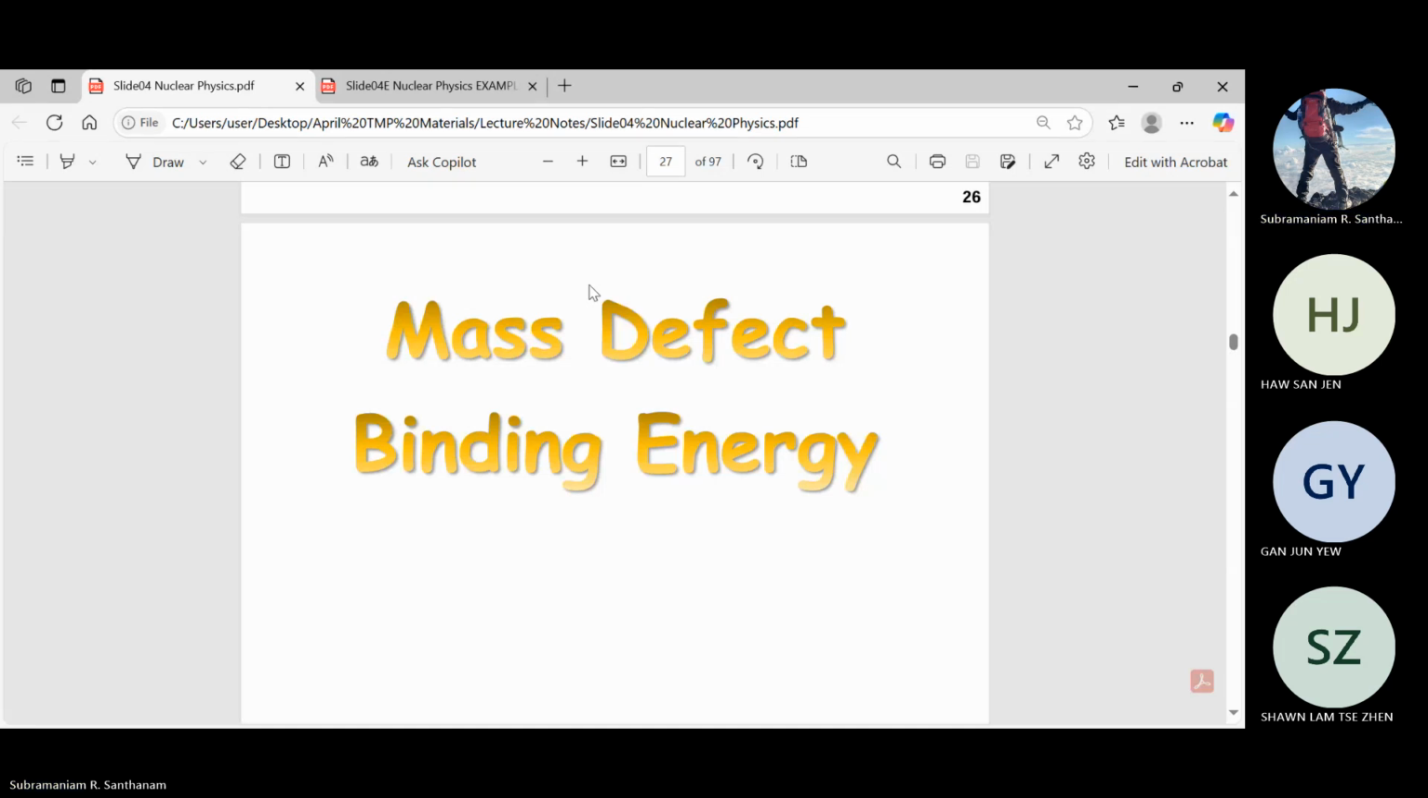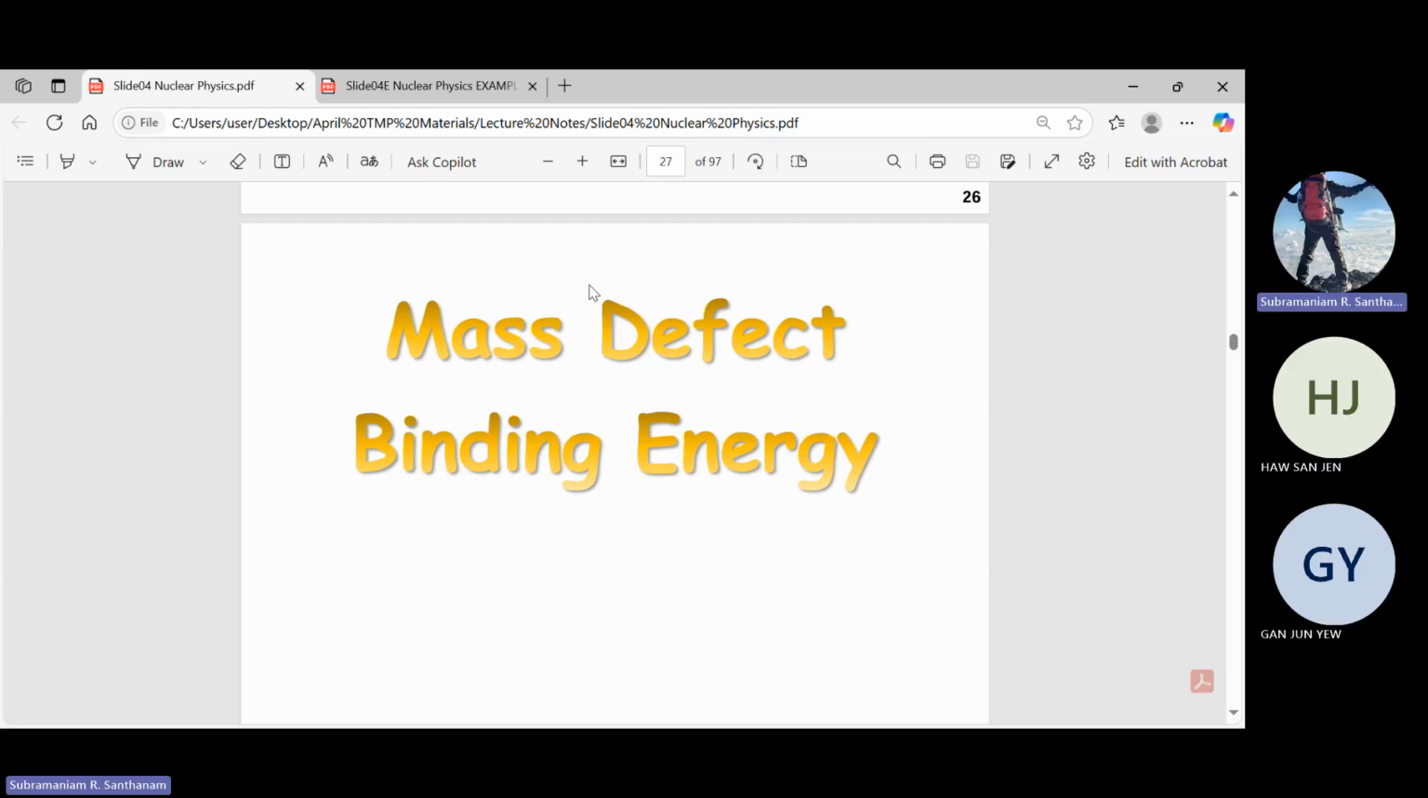Okay. So mass defect and the binding energy. I did give you a small brief on that. The mass defect is the loss in the mass during the process of nuclear decay, or a fusion reaction, whereby the loss in the mass is converted to a form of energy. Correct?